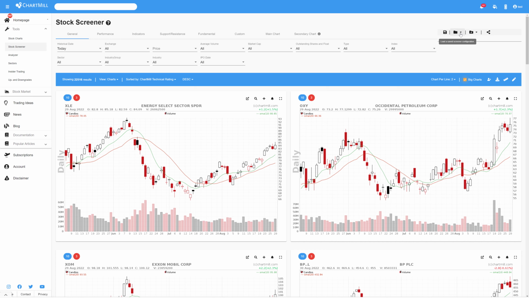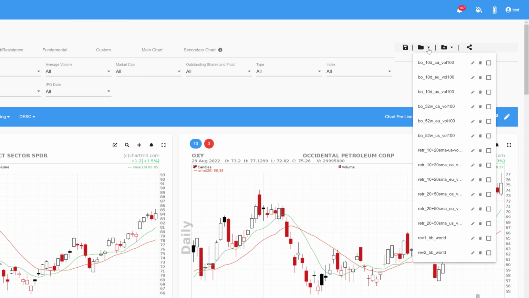So I'm on the stock screener page, and by clicking on this folder, I can access my saved screens. Currently, I'm using 3 different types of screens: 2 breakout screens, 2 retracement screens, and 1 mean reversion screen. So let me first give some insights into the screens themselves. Let's start with the first breakout screen.